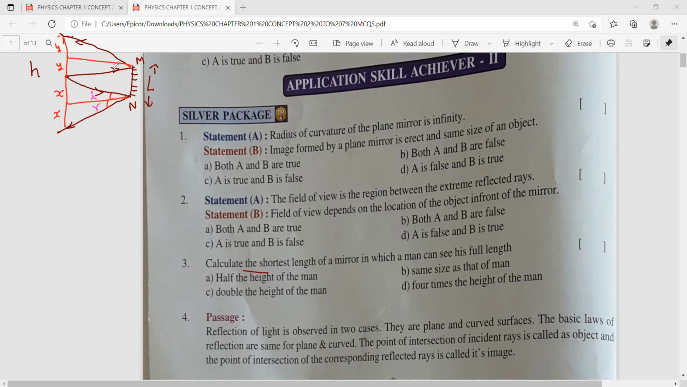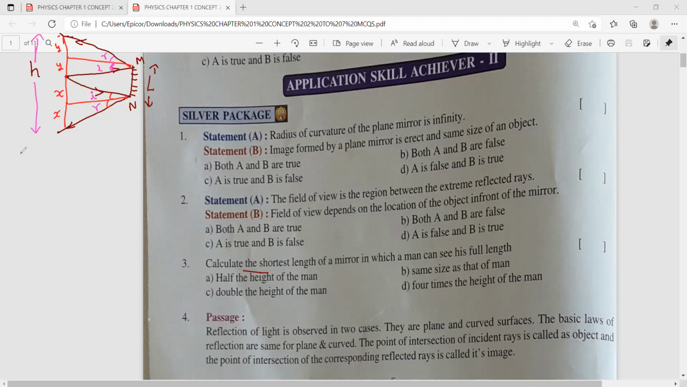Understand at what angle it is incident here; at the same angle it will reflect back also. What angle it is incident at, the same angle will reflect back about the normal. So here y is equal, and here x is equal. And I told you this is the height of the man who is standing here. This is the total height.